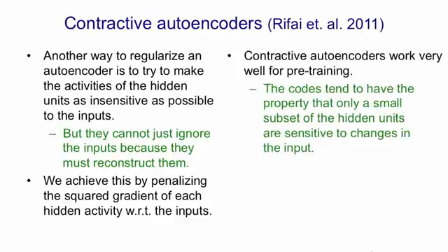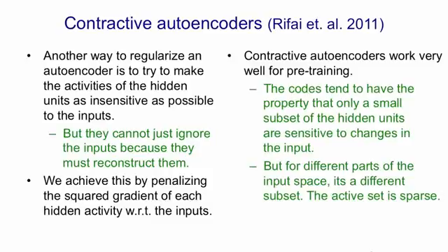Their codes tend to have the property that only a small subset of the hidden units are in their sensitive range. For different parts of the space, it's a different subset, and so this active set acts like a sparse code. The other hidden units are all saturated and are insensitive. RBMs actually have a very similar behavior. After they've been trained, many of the hidden units will be saturated, and the working set of unsaturated ones will be different for different training cases.